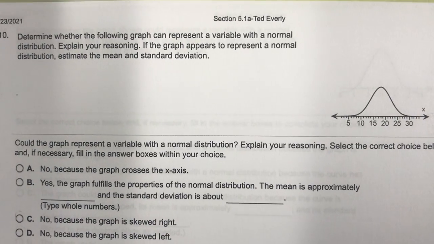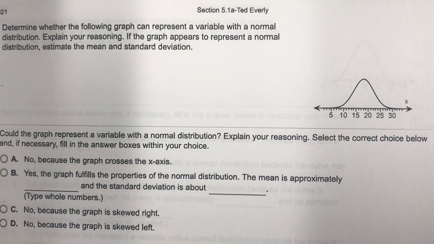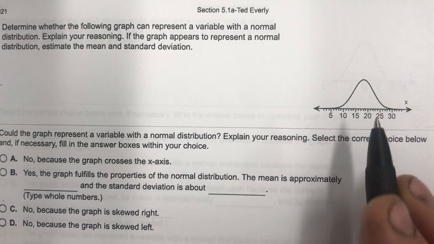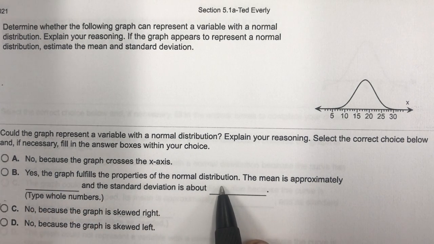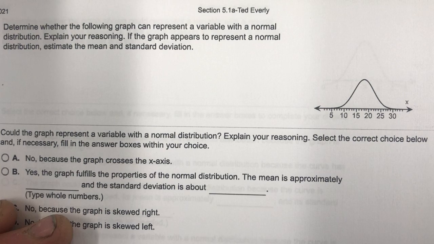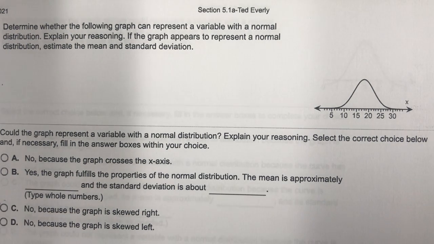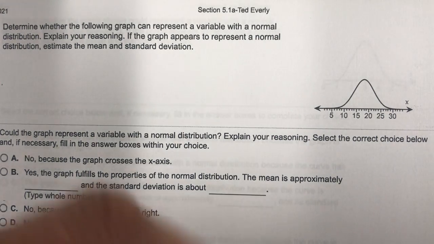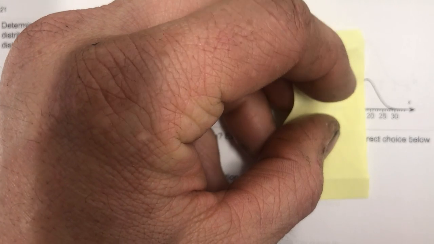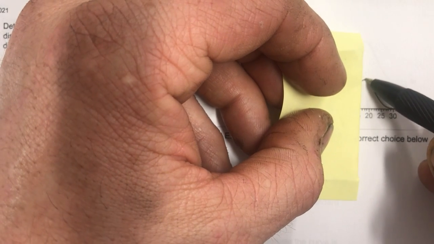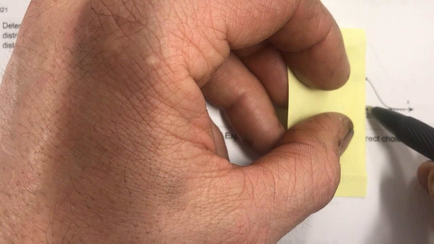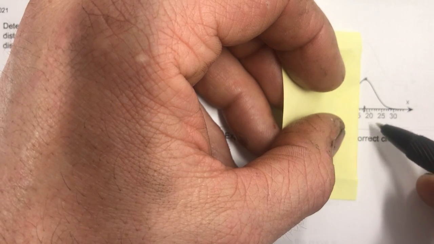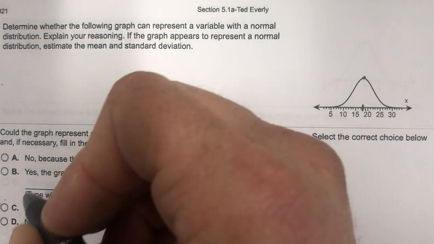Okay. What about this one? Could this be a normal distribution? All right, now this one looks good. So the answer here is yes. The graph fulfills the properties of normal distribution. The mean is approximately, now what you're going to have to do to figure out the mean, I just use this paper right here and just the very top right here, see, is my mean. And if I come down on that, it looks like maybe 18. Looks like right there at 18. There's 19 and 20. Looks like my mean is 18.